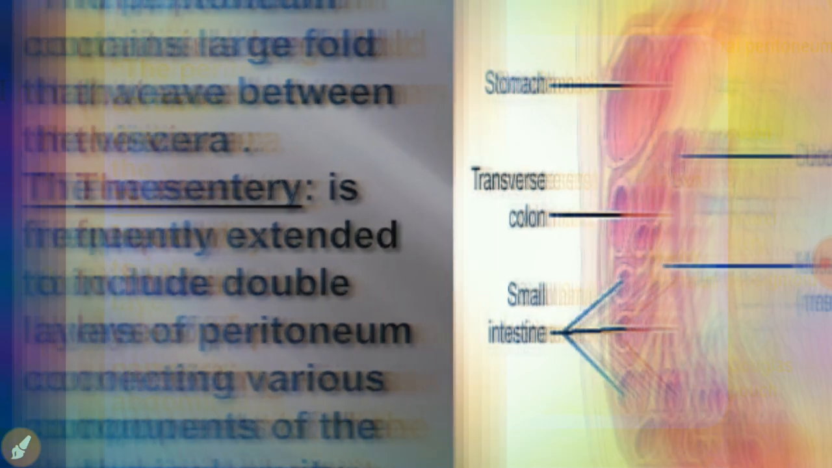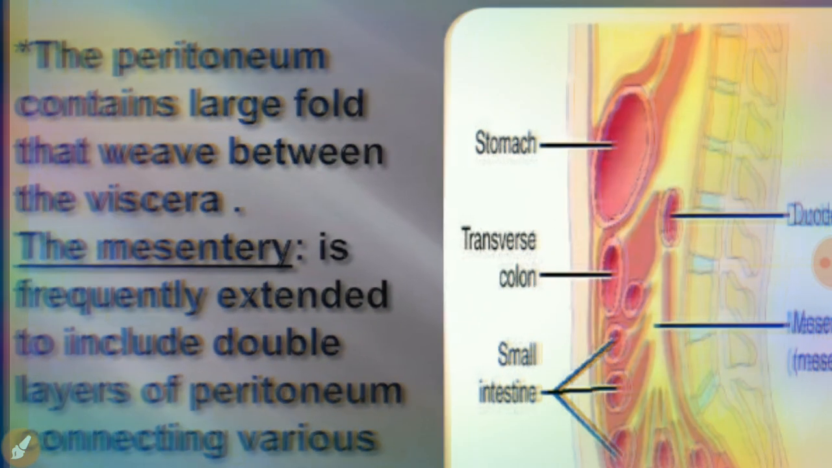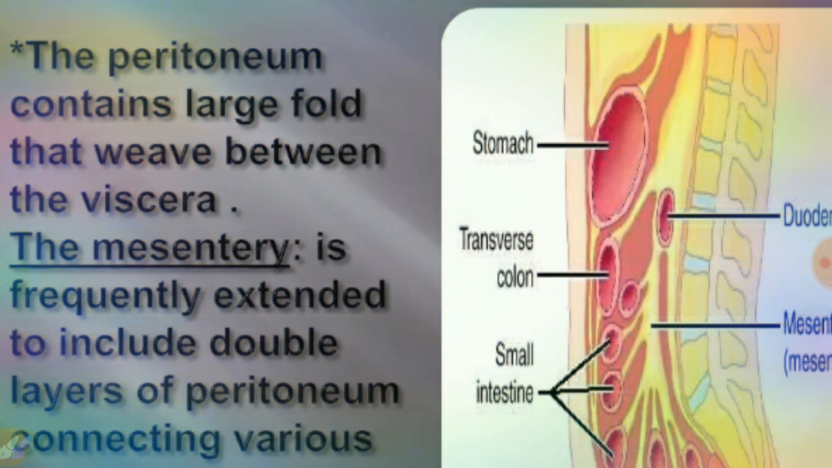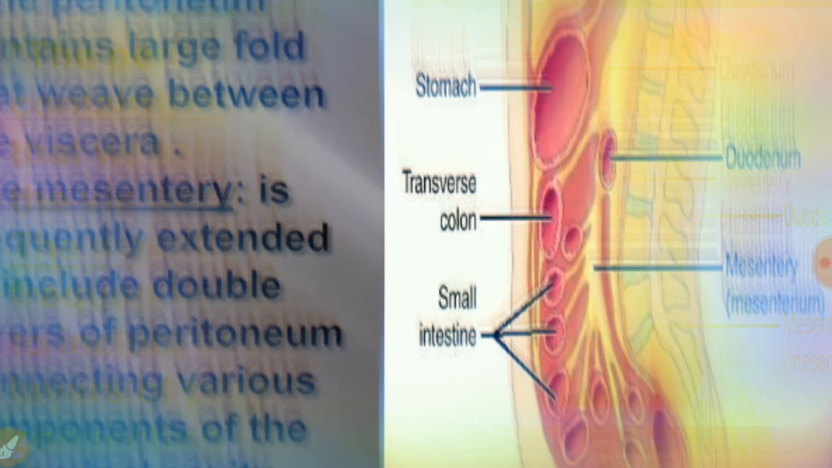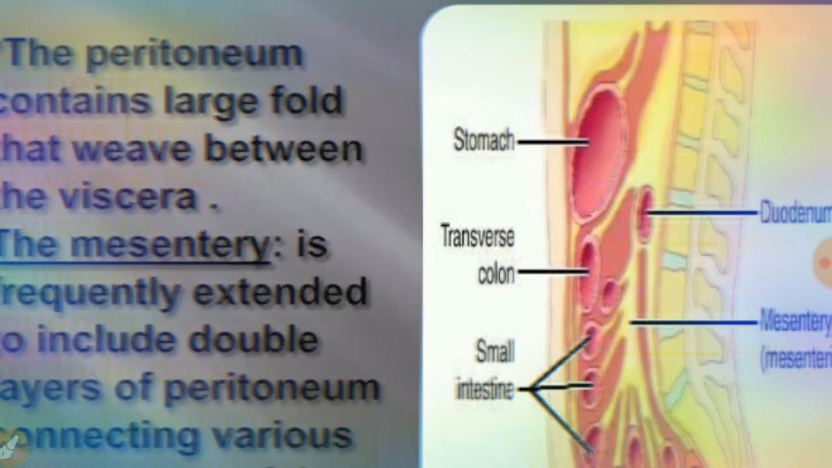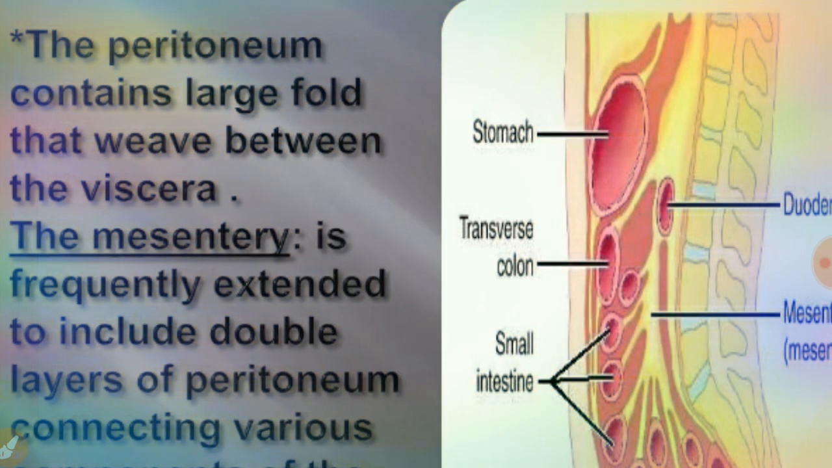The peritoneum contains large folds that wave between the viscera. In the next slide you can visualize the viscera. So it consists of large folds that wave between the viscera.